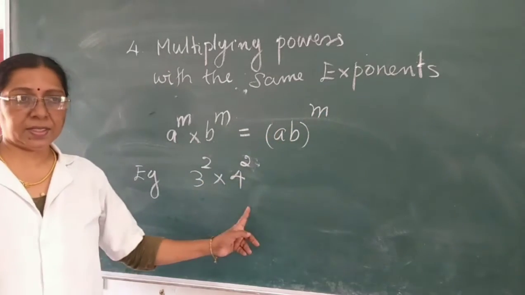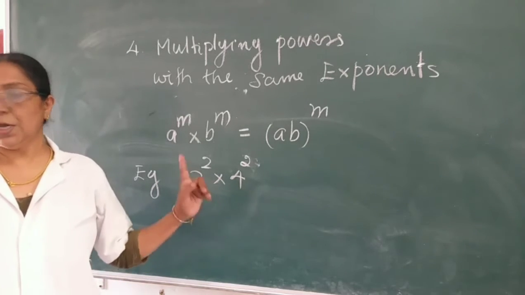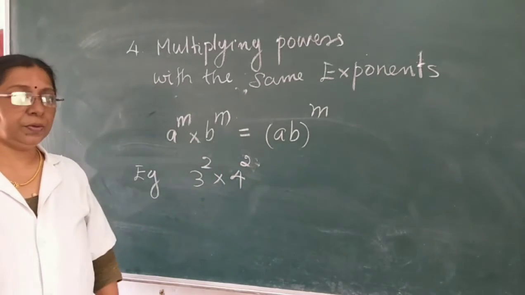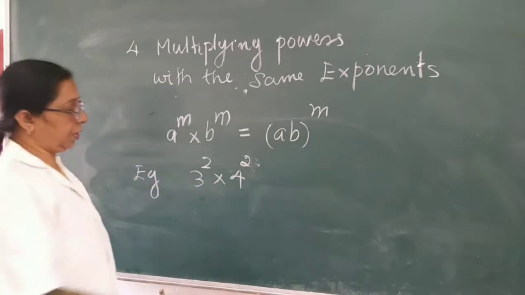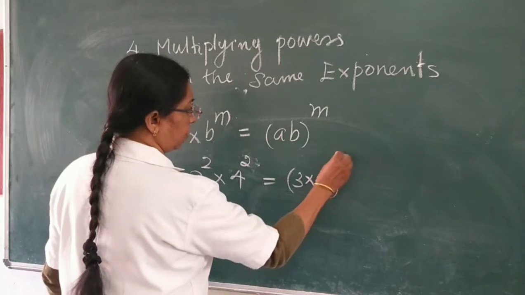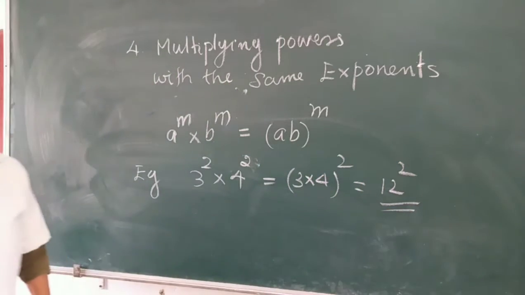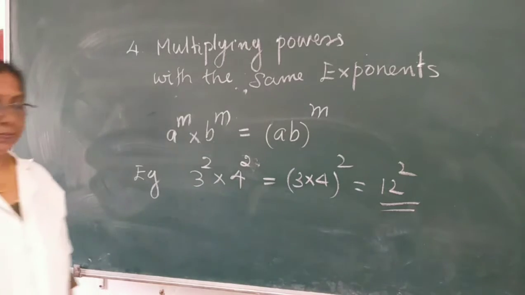So what is the base here? 3 and 4, and their product, 4 into 3 is 12. 12 the whole raised to 2. The exponent there is 2. That is 3 into 4 the whole raised to 2, that is 12 raised to 2. That is the answer. Do you understand?